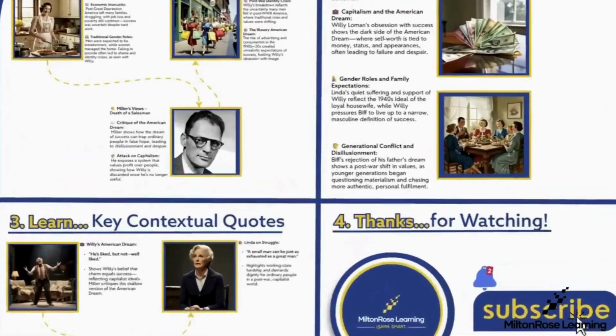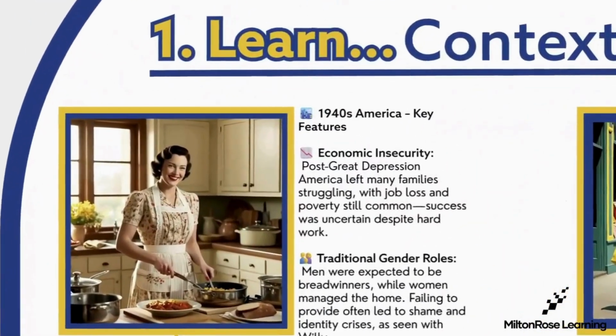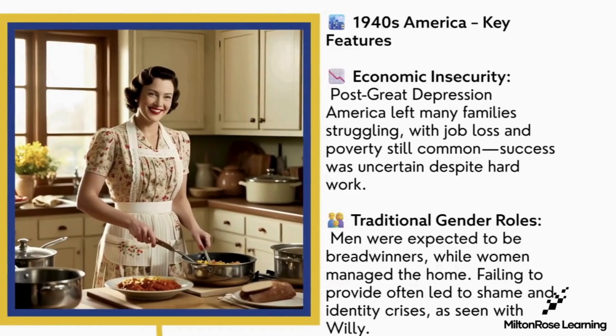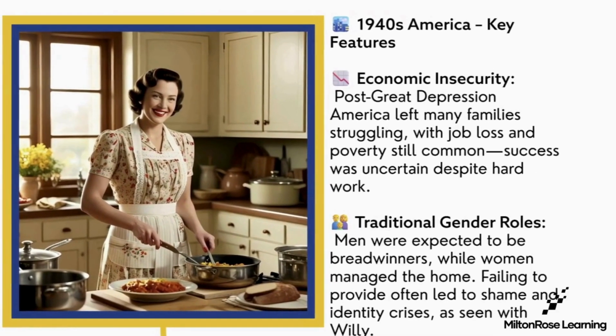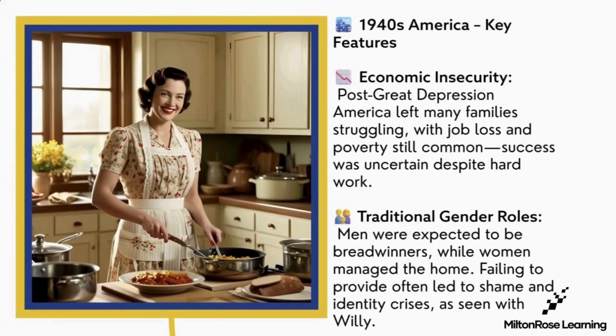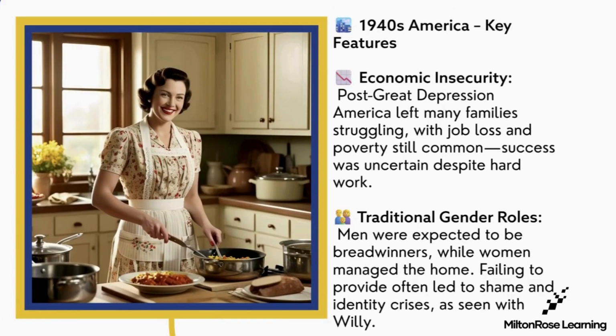Okay, so first off, let's have a nice look at the context. So as we can see there, with the traditional American housewife, the key features of 1940s America. First off, we have a time of post-Great Depression America, and there was economic insecurity here. It left many families struggling with job losses, and poverty was still patchy in American society. It's hard to wrap our heads around now, obviously, with America being a superpower, but it did have a time in this period where it was a bit patchy in terms of its economics.